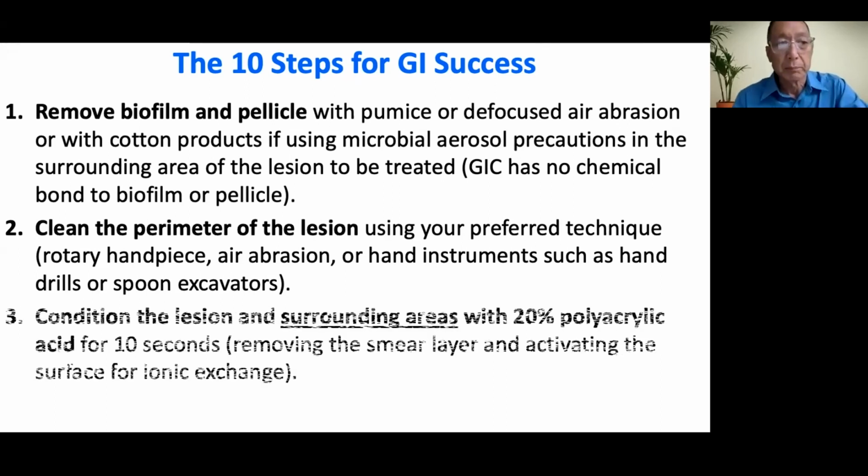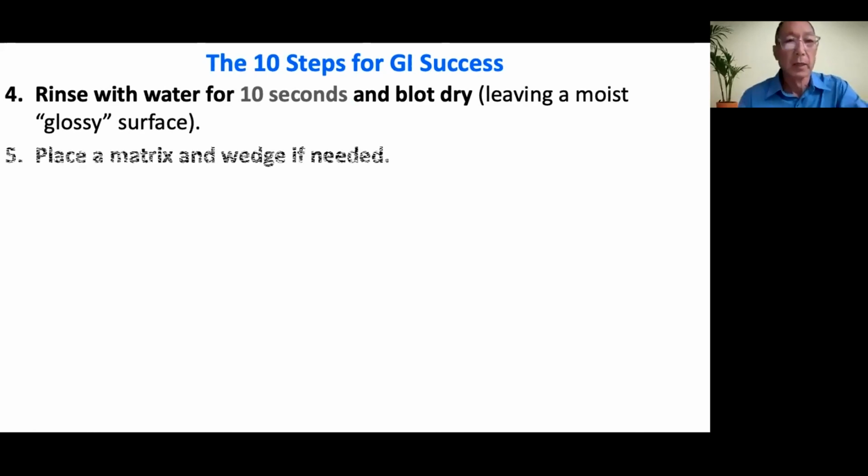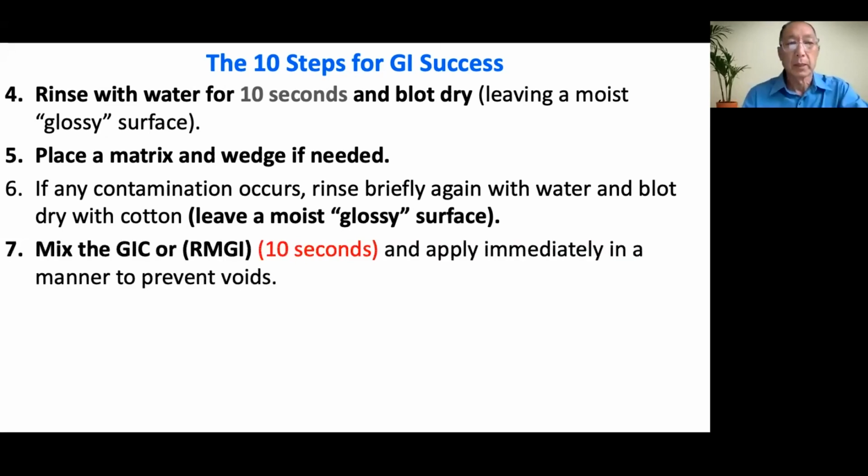Third step, condition with polyacrylic acid for 10 seconds, removing the smear layer and activating the surface. Rinse with water for 10 seconds, blot dry, leaving a shiny, thin layer of water. Then place your matrix and wedge if you need it. Why clean it first? Because if you don't, and glass ionomer gets outside your band because it's more liquid than composite, it won't be chemically bonded. So make sure you clean the entire tooth, then place your matrix. If there's any contamination, simply wash it out with water, blot dry, and then put your glass ionomer in.